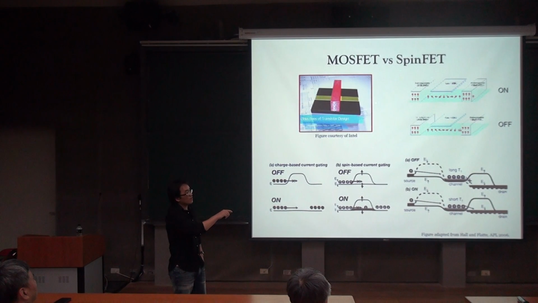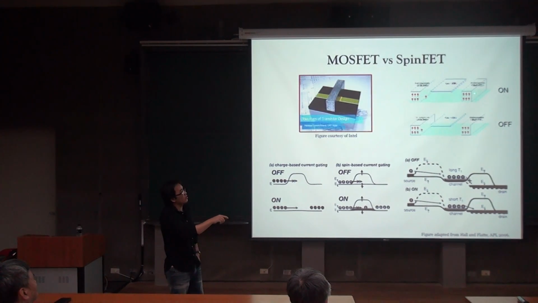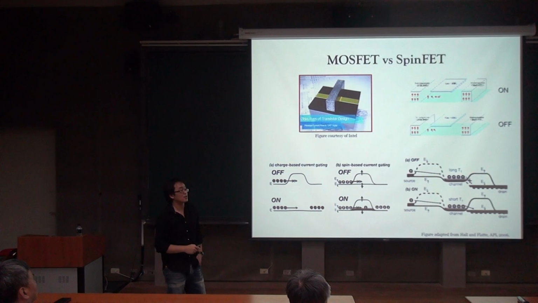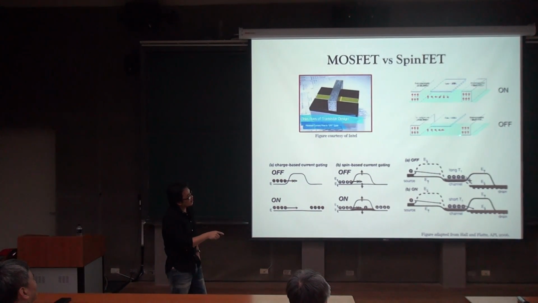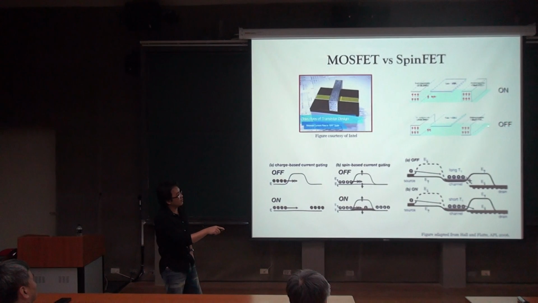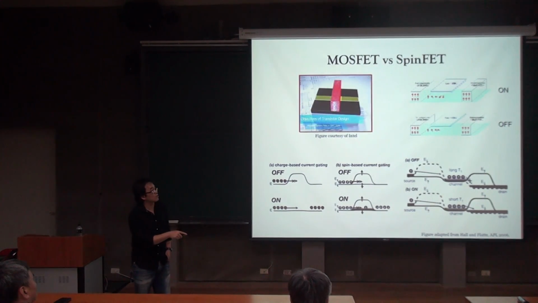When it's moving along the channel, there is also spin precession. So if it is precessed by like 2 pi or 4 pi to be parallel to the magnetization of this ferromagnet, the current can go through this kind of ferromagnet contact. And if the spin has been rotated to anti-parallel to the magnetization of this ferromagnet, all the electrons will be blocked, right? So it will give you no current, which is the off state.